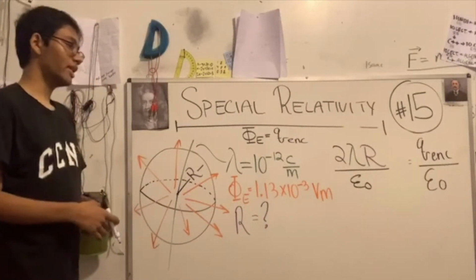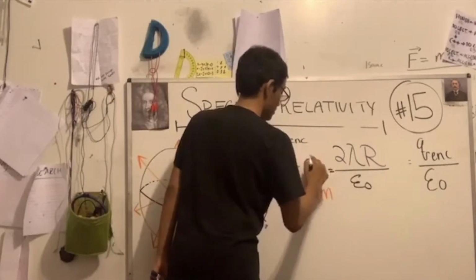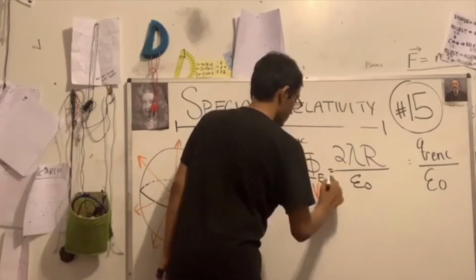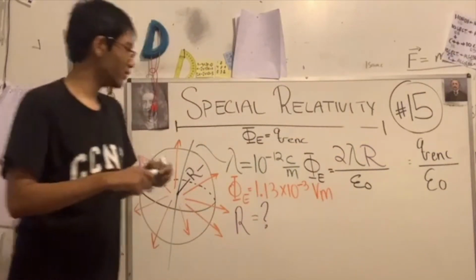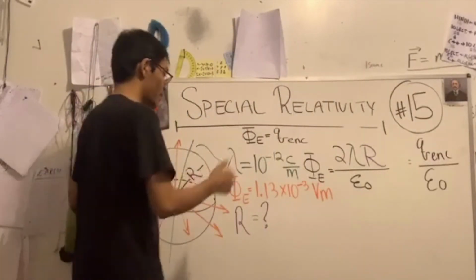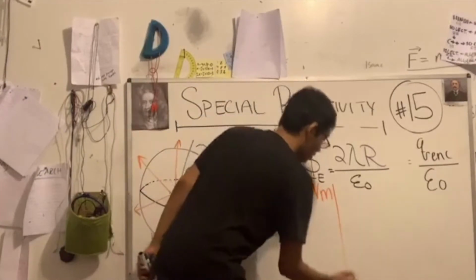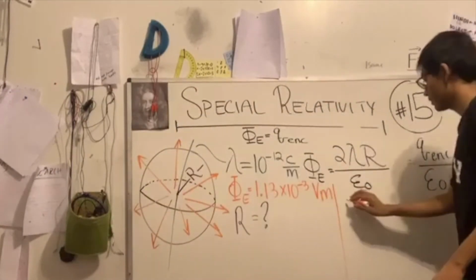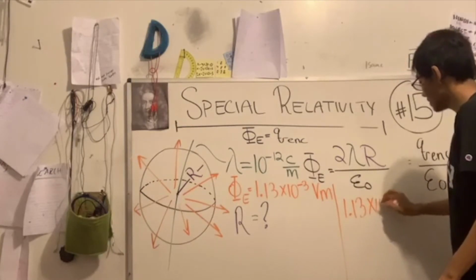Okay. I can look this up. Right. And of course all of this is equal to the net electric flux. Right? But we're given the net electric flux. We actually know that it's 1.13 times 10 to the negative 3 voltmeters. So let's go ahead and plug in, shall we? So let me show all my work over here. So I'm going to have 1.13 times 10 to the negative 3.